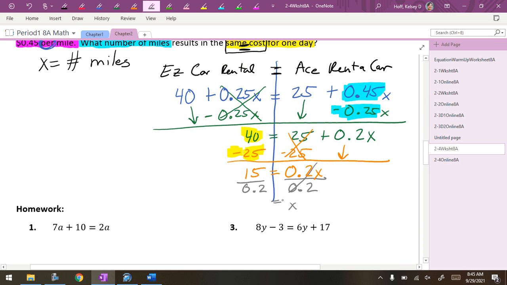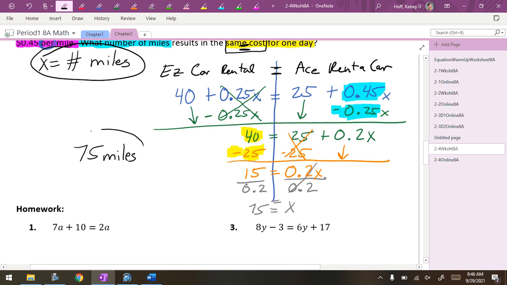You get 75. X equals 75. Yes? Okay, what did X stand for? Miles, number of miles. So what label would I put on there? 75 miles.